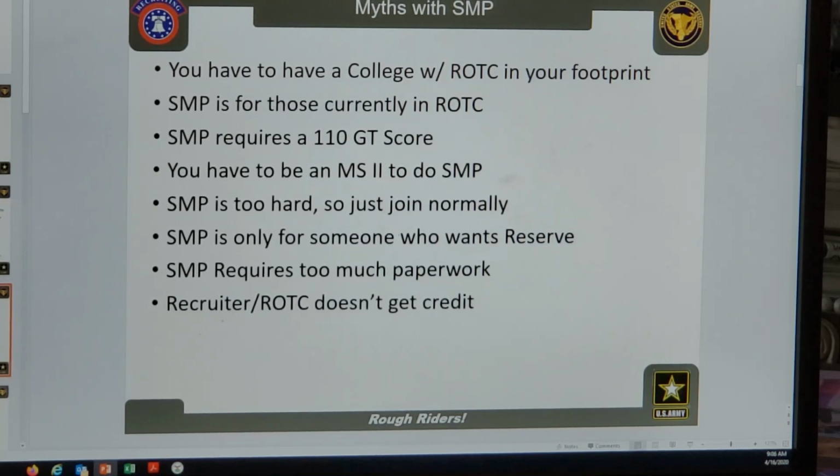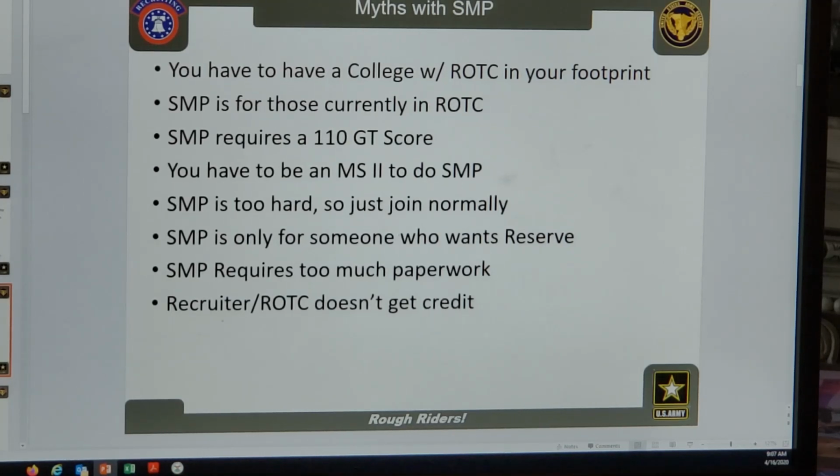Here's a big one, and for some of you guys, this might not be a myth. SMP is too hard, so just join normally. I've asked some people throughout the formation, hey, talk to me about SMP. How do you sell it? You know, just trying to either get ideas from myself or get a pulse of what the formation knows. And almost 9 times out of 10, they're like, sorry, here's how I do it. I have them pick MOS, just have them join standard training or juniors in alternate training. And then we talk about doing SMP when they come back and enroll in college. This is kind of what Master Sergeant Mills would call the okie doke, all right?